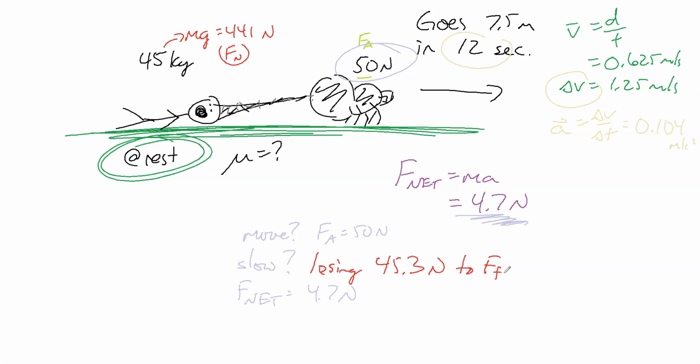So pulling with 50, losing 45.3 to friction, that leaves me with a net force of 4.7. Now that I have my force of friction, let's find my coefficient of friction, because the coefficient of friction is Ff over Fn. I figured out Ff, and my Fn is just the mg for the guy. So I got everything that I need. I'll take that 45.3, divide it by the 441, and I get a coefficient of about 0.10 between the guy and the ground.